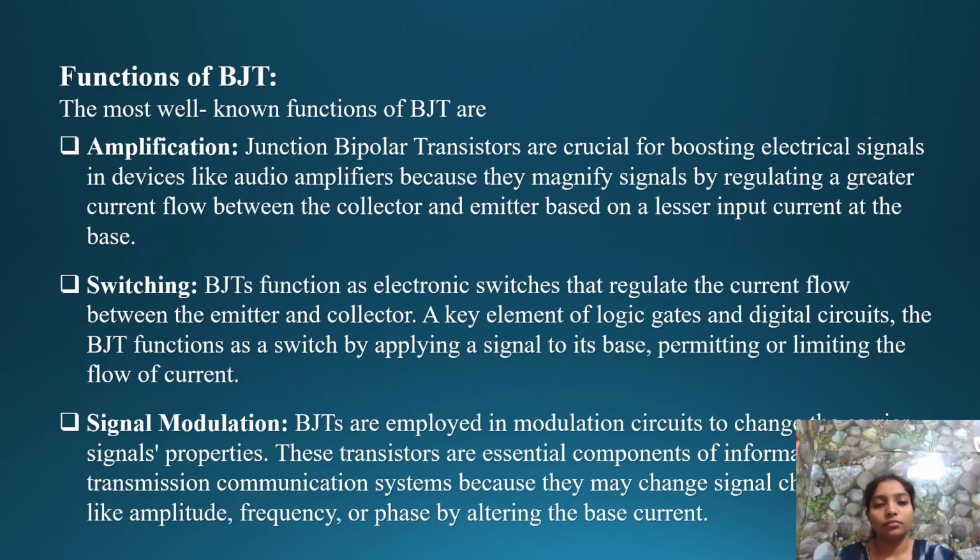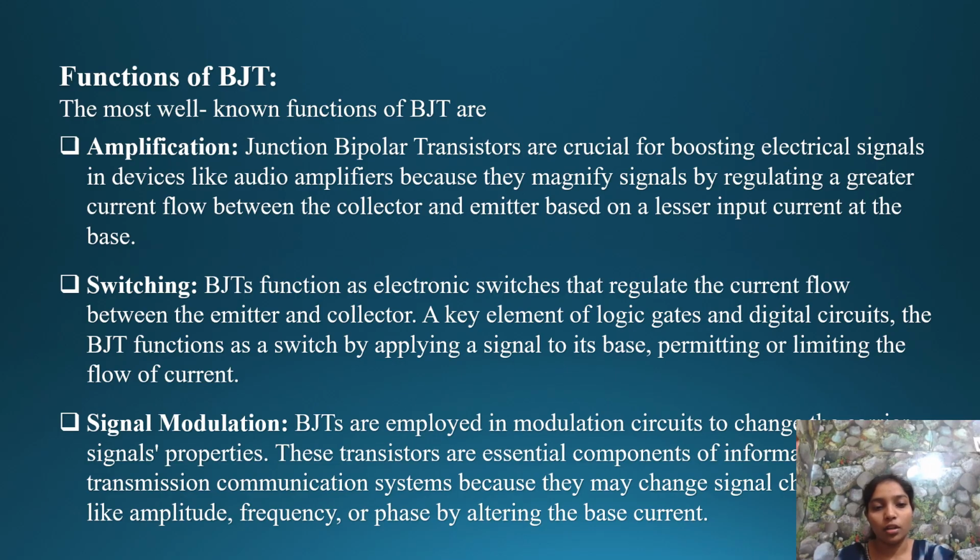Next, switching. It functions as electronic switches that regulate the current flow between the emitter and collector. A key element of logic gates and digital circuits, the BJT, bipolar junction transistor, functions as a switch by applying signals to its base, permitting or limiting the flow of current.